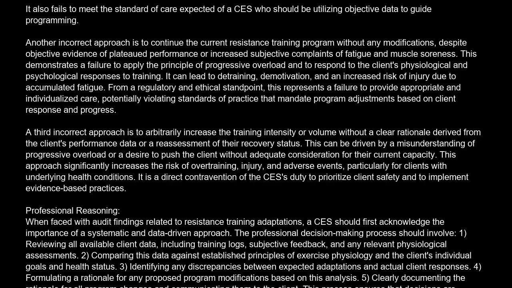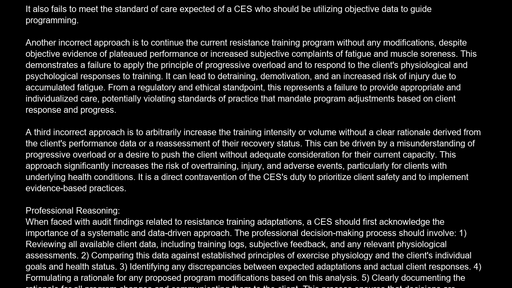This can be driven by a misunderstanding of progressive overload or a desire to push the client without adequate consideration for their current capacity. This approach significantly increases the risk of overtraining, injury, and adverse events, particularly for clients with underlying health conditions. It is a direct contravention of the CES's duty to prioritize client safety and to implement evidence-based practices. Professional reasoning: when faced with audit findings related to resistance training adaptations, a CES should first acknowledge the importance of a systematic and data-driven approach.